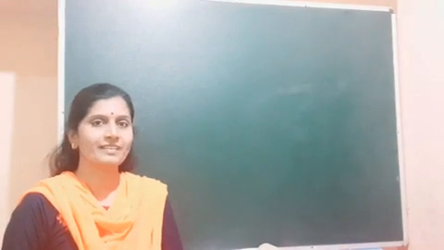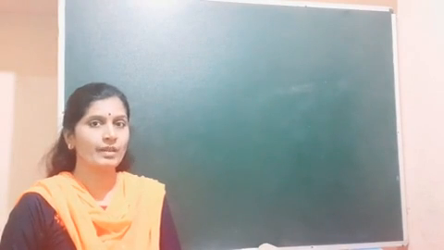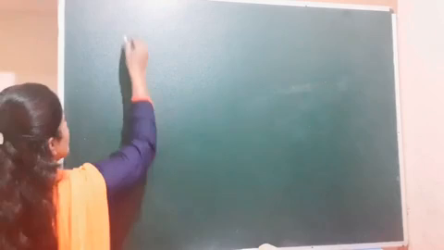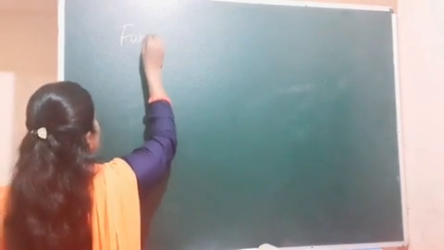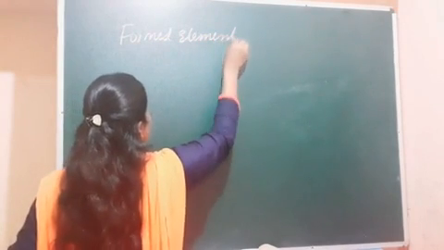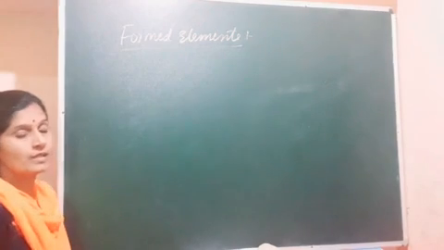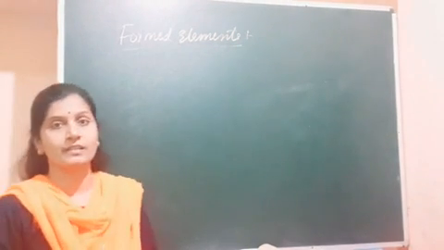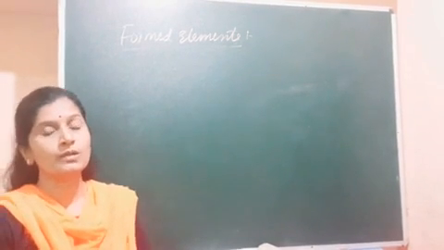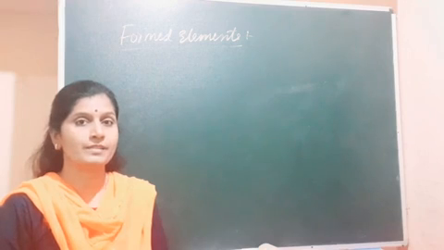Good morning. In the last period, we have seen the plasma. So today we are going to see formed elements. What are formed elements? Formed elements are nothing but the blood cells which are produced in our body, collectively called the formed elements.